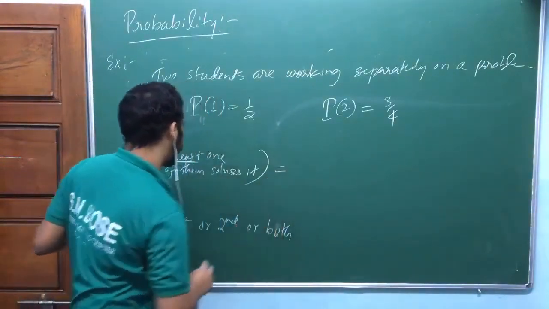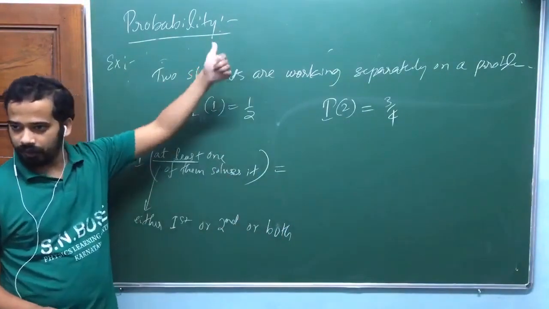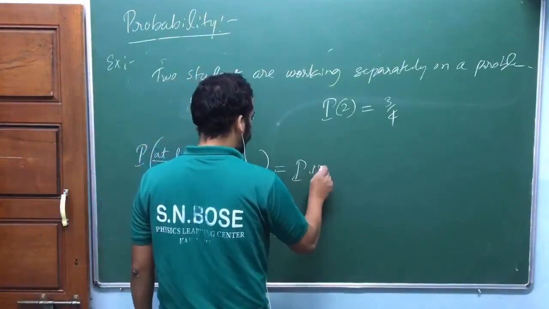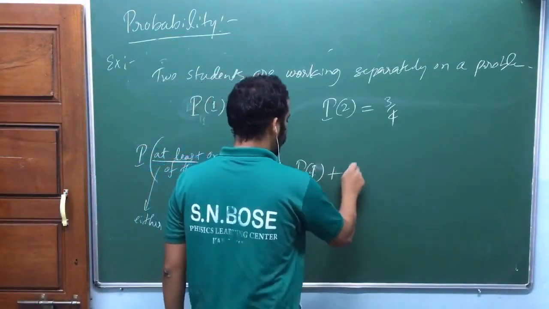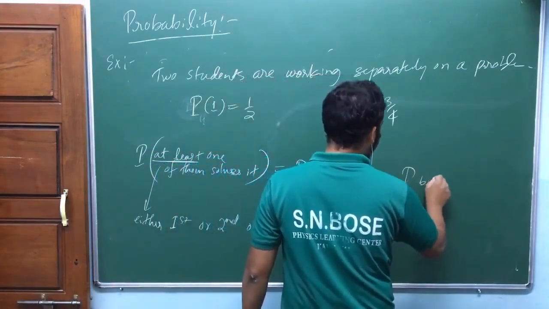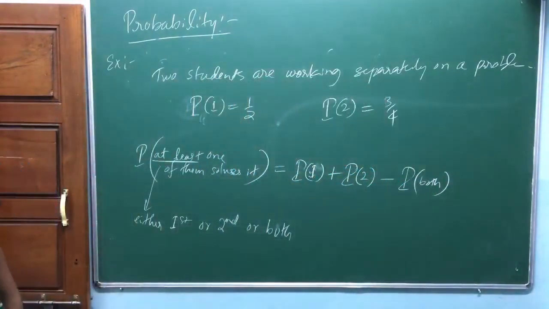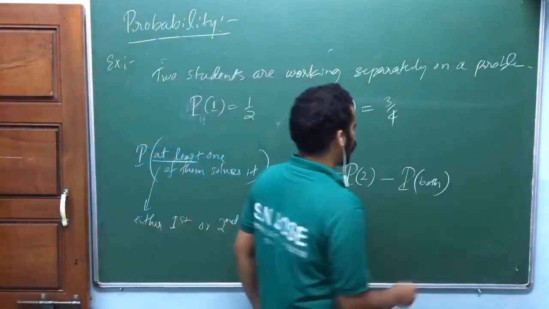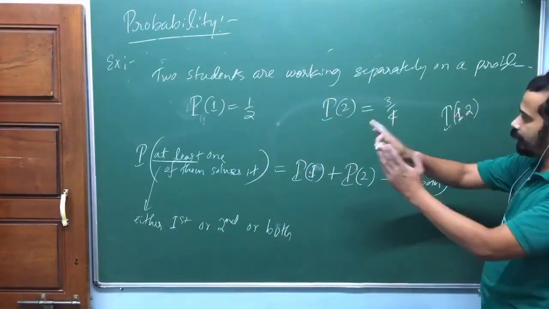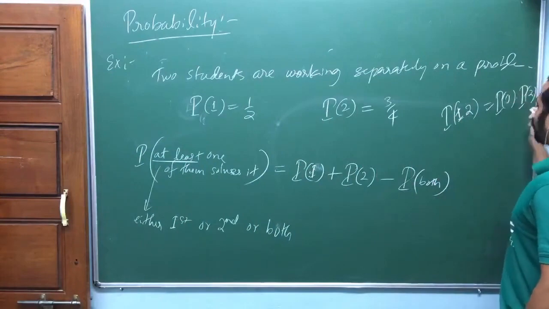Now this is equal to, look at here, either the first one or the second one or both. That's the earlier theorem, whatever I have defined, isn't it? So that's equal to the probability that the first student solves the problem plus the probability that the second student solves the problem minus the probability that both of them solve the problem. You have to subtract that one. So again, probability of 1 and 2. Since they are independent, that's equal to probability of 1 into probability of 2. This is the first theorem.